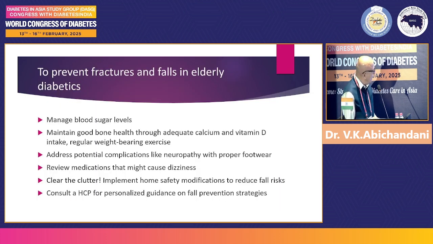So my final slide: in order to prevent fractures and falls in the elderly diabetics, we have to manage blood sugars meticulously, maintain good bone health through adequate calcium and vitamin D intake, regular weight-bearing exercises, and address potential complications like neuropathy with proper footwear, review medications that might cause dizziness, clear the clutter, implement home safety measures to reduce fall risks, and always we need to advise our patients to consult a physician of their choice for personalized guidance on fall prevention strategies.